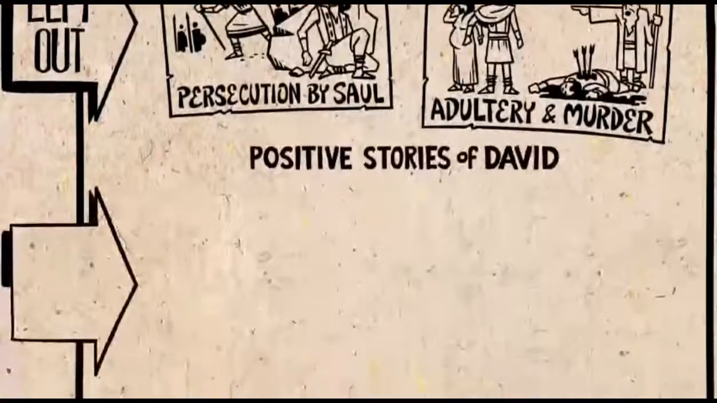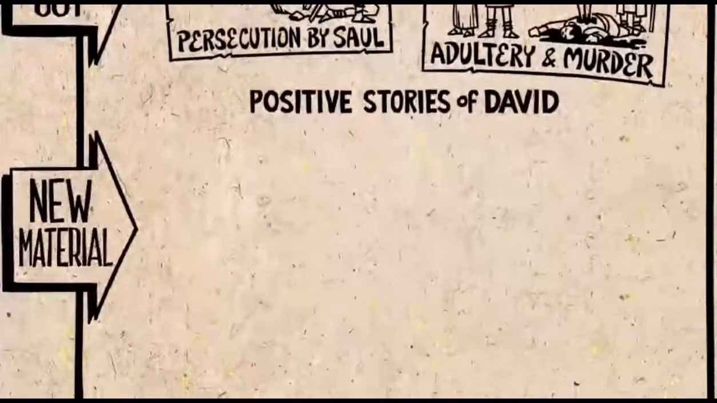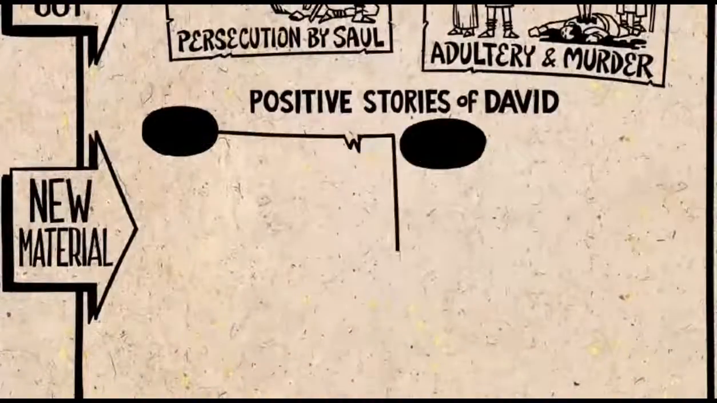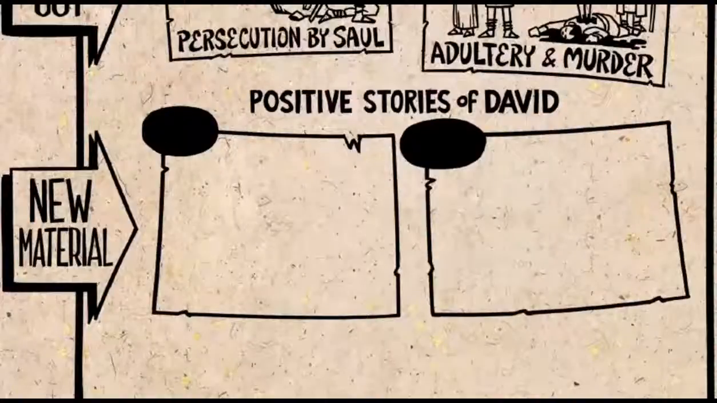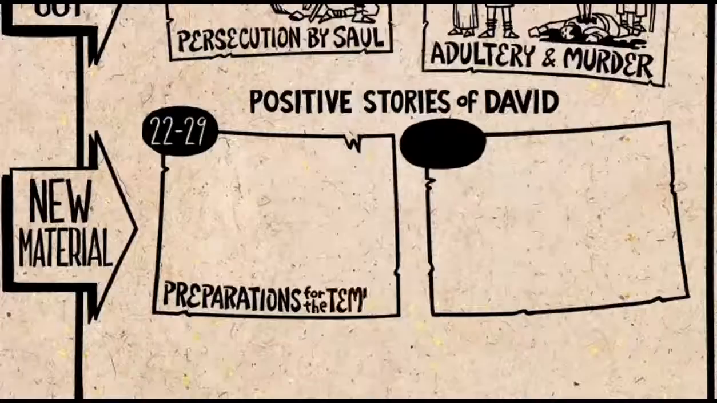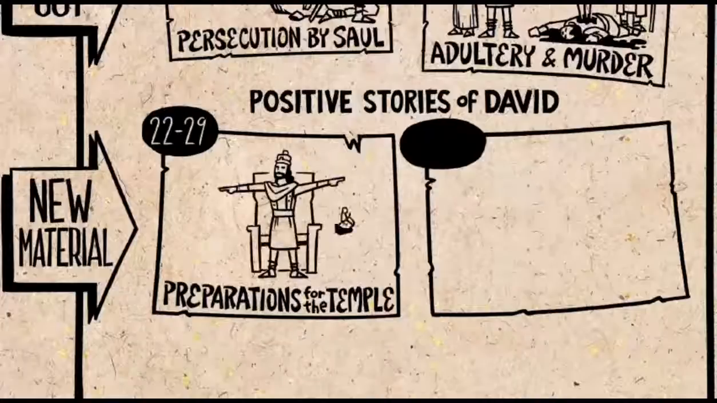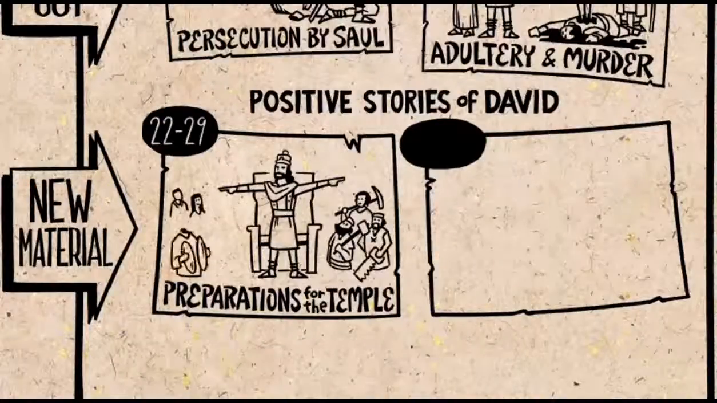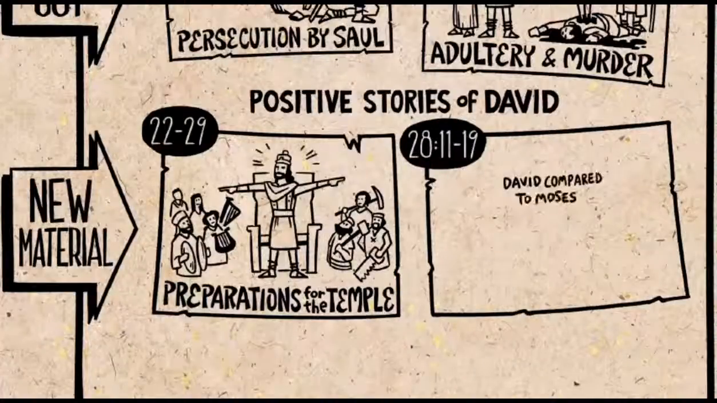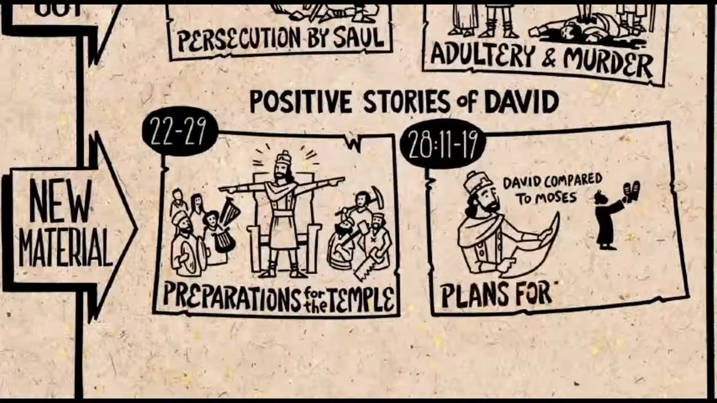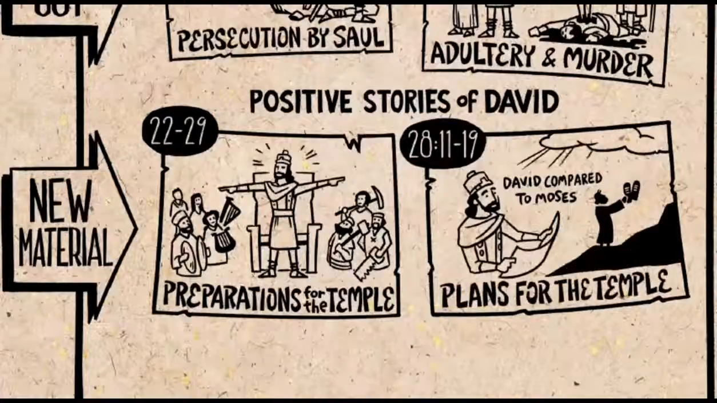And not only that, there's also new additional material that you won't find in the book of Samuel that shows David in a very positive light. So there's a large block of chapters where David makes preparations for the temple. He arranges resources and builders and Levites and choirs. And not only that, the author also portrays David as a Moses-like figure. God gives David plans for building the temple just as he gave plans to Moses for building the tabernacle.